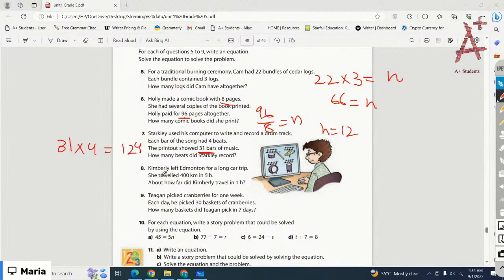Question number 8. Kimberly left Edmonton for a long car trip. She traveled 400 kilometers in 5 hours. About how far did Kimberly travel in 1 hour? So 400 kilometers in 5 hours. We have to calculate the distance she traveled in 1 hour. So you have to divide 400 by 5. It would be 80 kilometers. That means in 1 hour she covered 80 kilometers. Right?